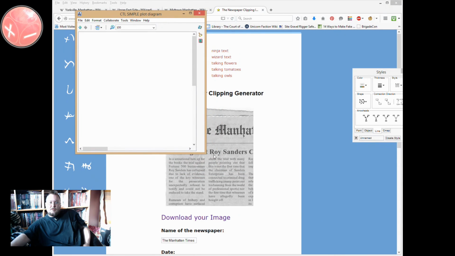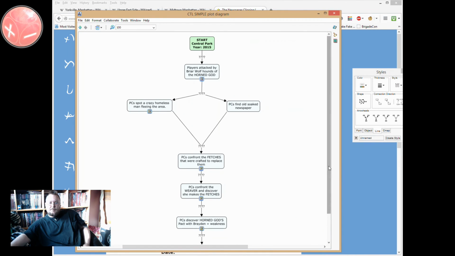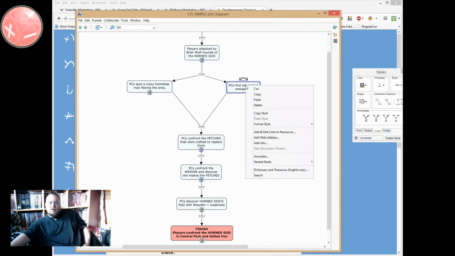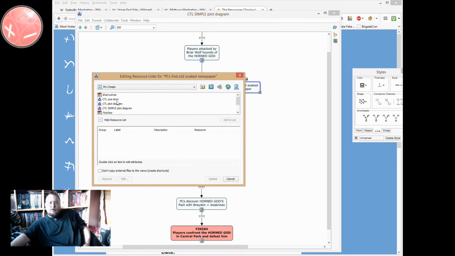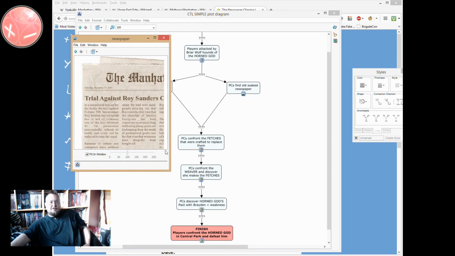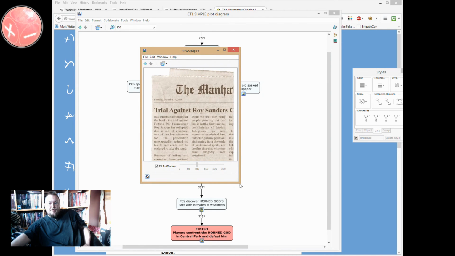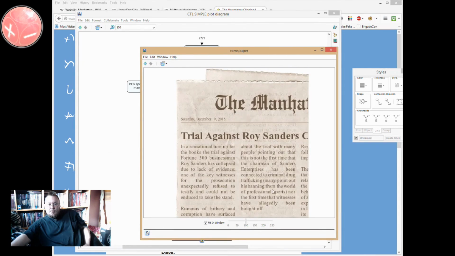I'm then going to go into our simple plot diagram, which I've got here, and I'm going to link the newspaper image here. So during play, all I'm going to do is click on that, click newspaper, and it'll come up. And during the game, I can share that screen with the players so they can actually see the prop.